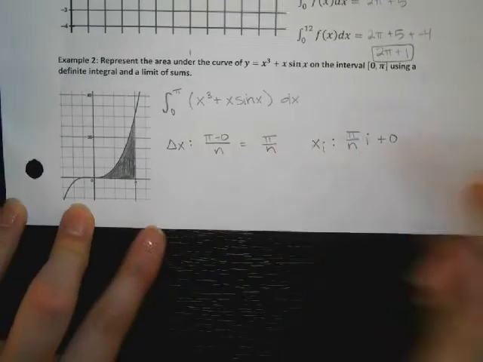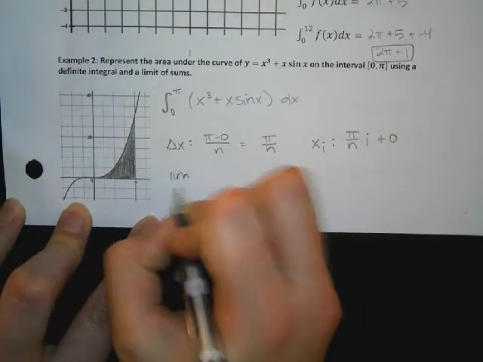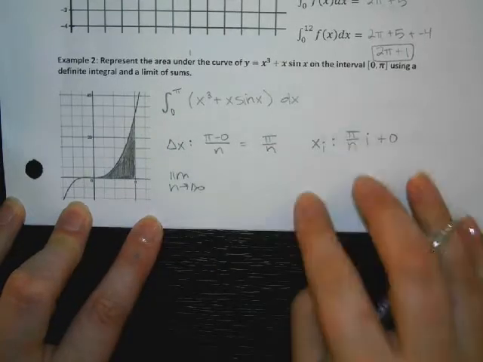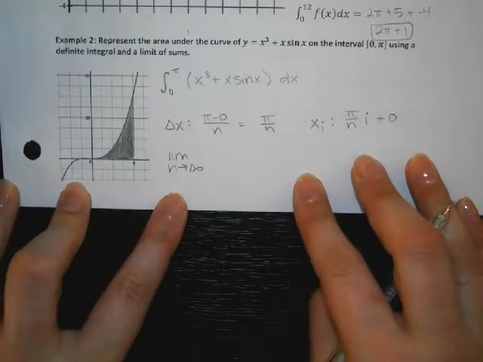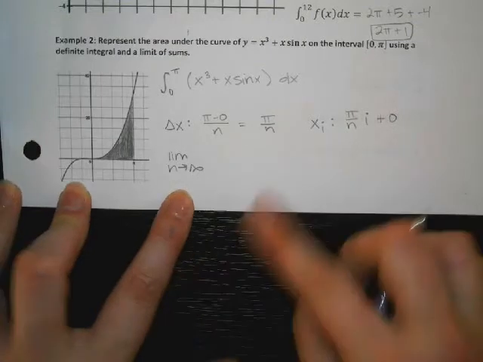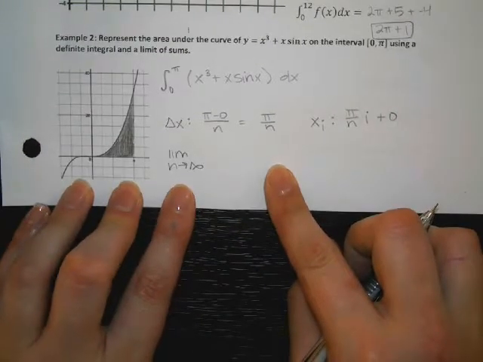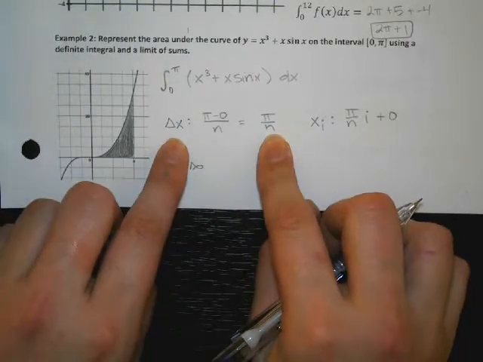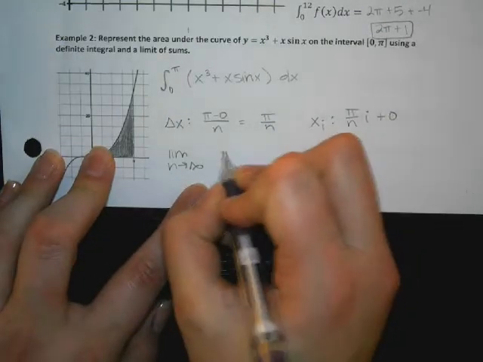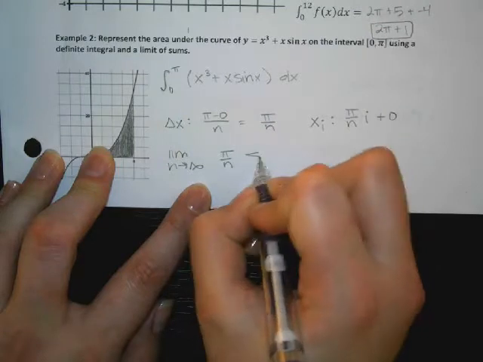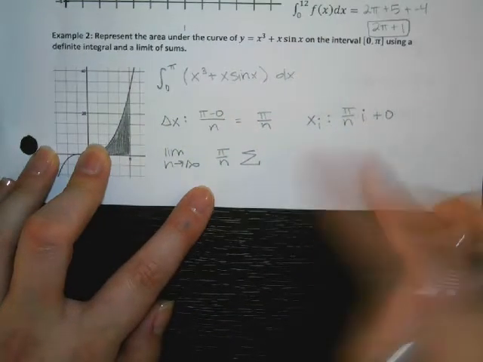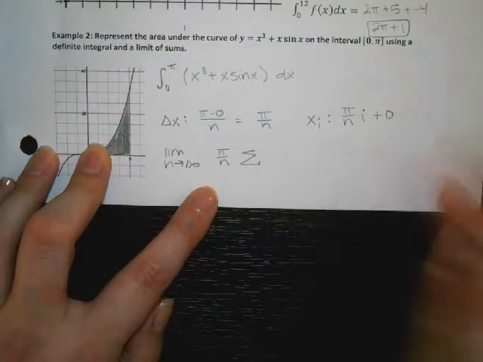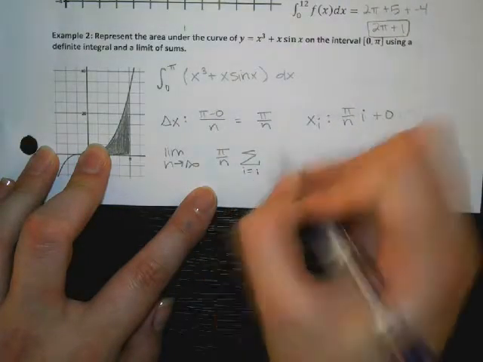Okay, so we're going to say the limit as n goes to infinity of the width of the rectangle, which is our GCF pulled out in the front. So where does the width of the rectangle come from? It's the pi over n, it's the delta x, right? So pi over n is like that GCF we pulled out to the front. Then we have summation because we have all the different heights added together. So we have i equals 1 to n.